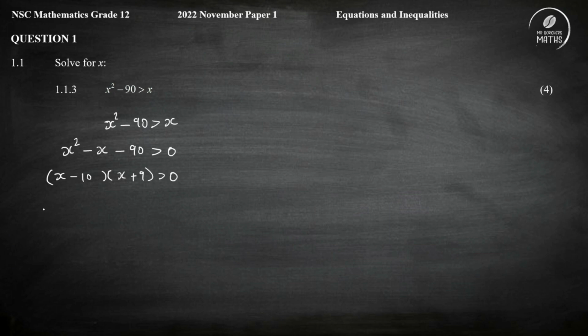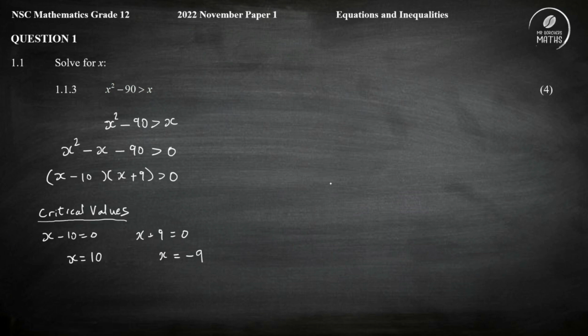Our next step is to extract our critical values. We obtain our critical values by setting each of these factors equal to 0. So we would say x minus 10 is equal to 0, and also x plus 9 is equal to 0. This gives us one critical value of a positive 10 and another critical value of negative 9.